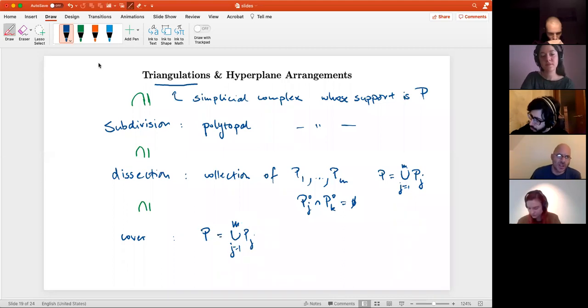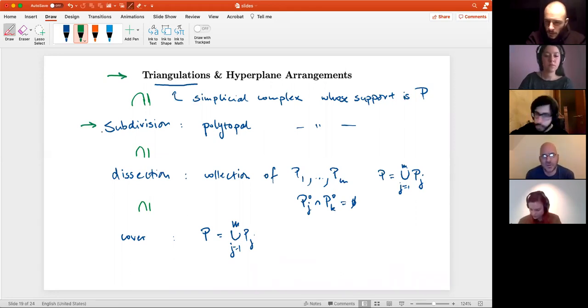What I'll do today is mostly this, but in fact, I do this. A lot of what I do today is really about subdivisions, and in fact, you will see some pictures of subdivisions, even though I think about giving you a flavor of triangulations.